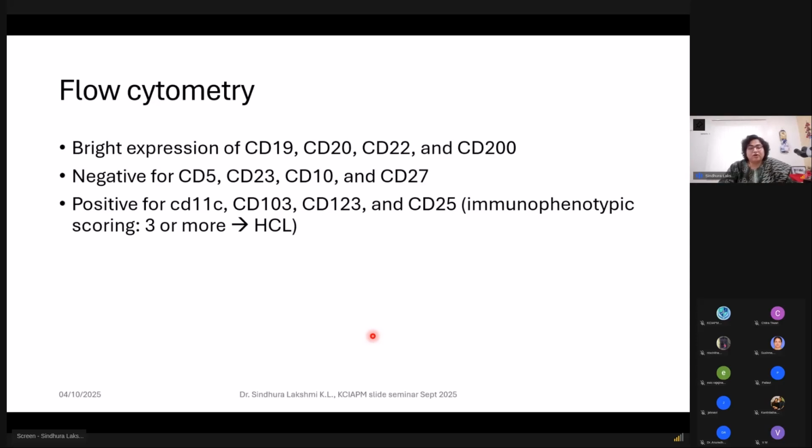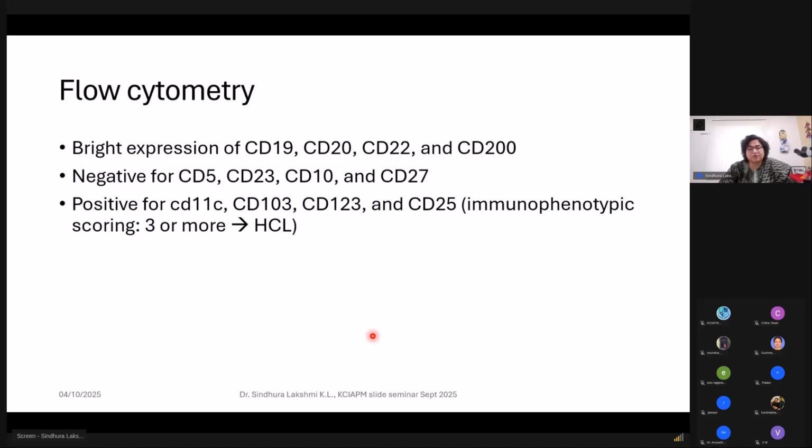Classically, hairy cell leukemia will be positive for CD11c, CD103, CD123, and CD25. These four markers are important because they can be used for an immunophenotypic scoring. If three or more of these markers are positive, it is invariably hairy cell leukemia. CD25 may be negative in case of HCL variant.